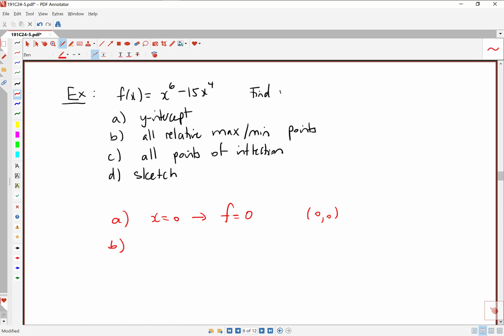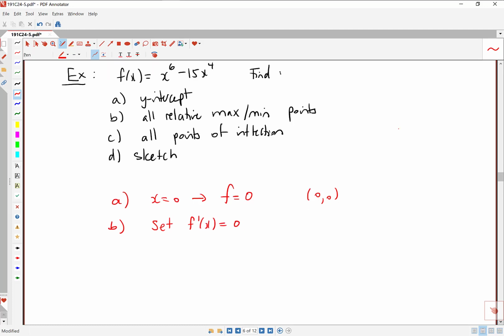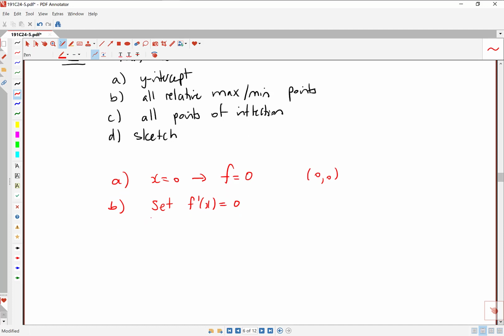Part B, we're going to find all relative maximum or minimum points. Okay, so let's write ourselves just a general kind of procedure for how to do this. So for relative maximum or minimum points, you want to set f prime of x equal to 0. And that gives you not exactly your relative max or min points, but your possible relative max or min points. So we then need to make a table to follow up to figure out whether those points really are relative max or min points.